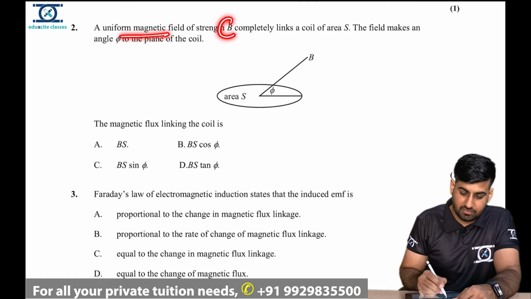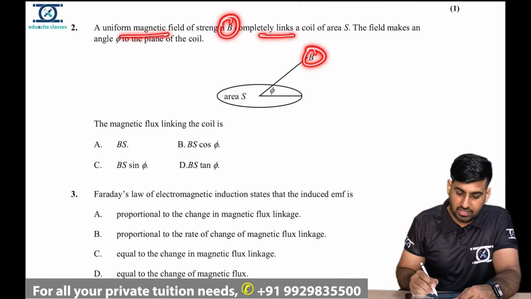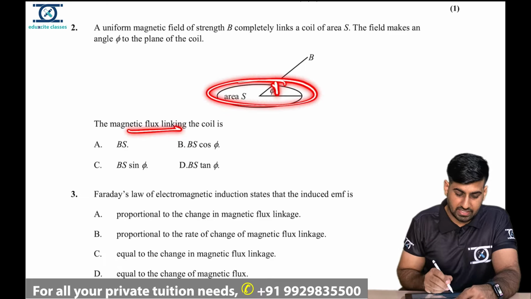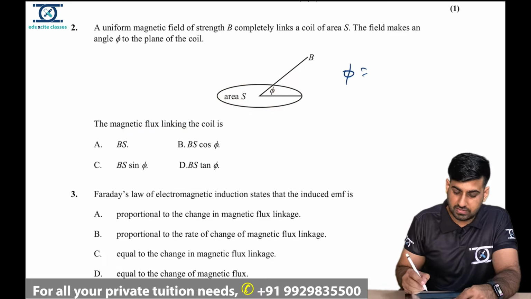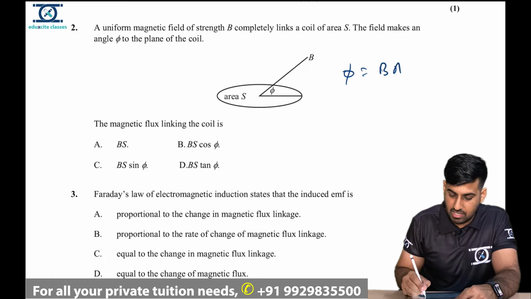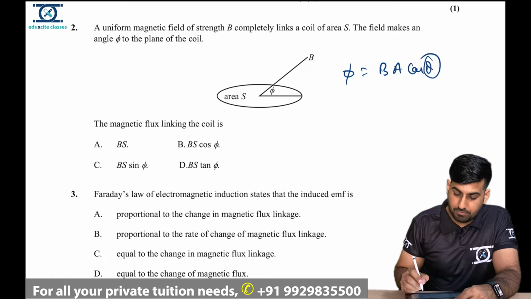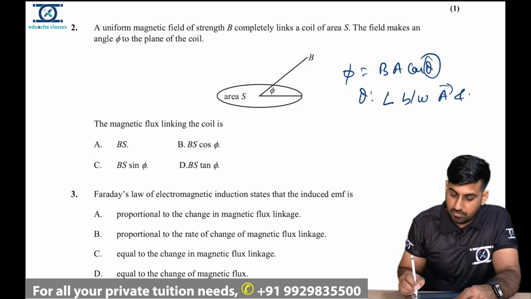A uniform magnetic field strength B completely links a coil of area S. S is the area of this coil. The field makes an angle phi to the plane of the coil, find the magnetic flux. So we know that magnetic flux phi is equal to BA cos theta, but theta is the angle between your area vector and magnetic field vector.